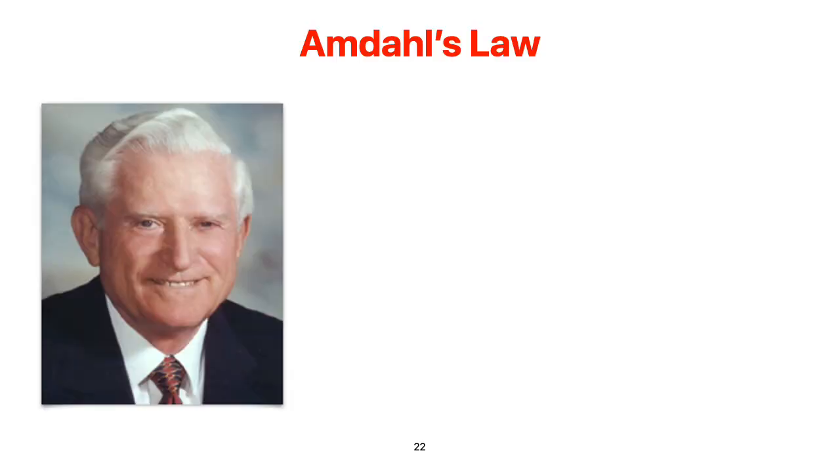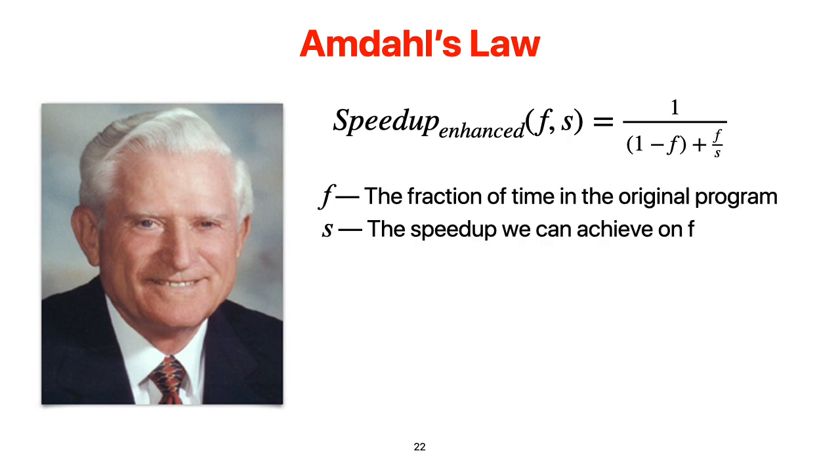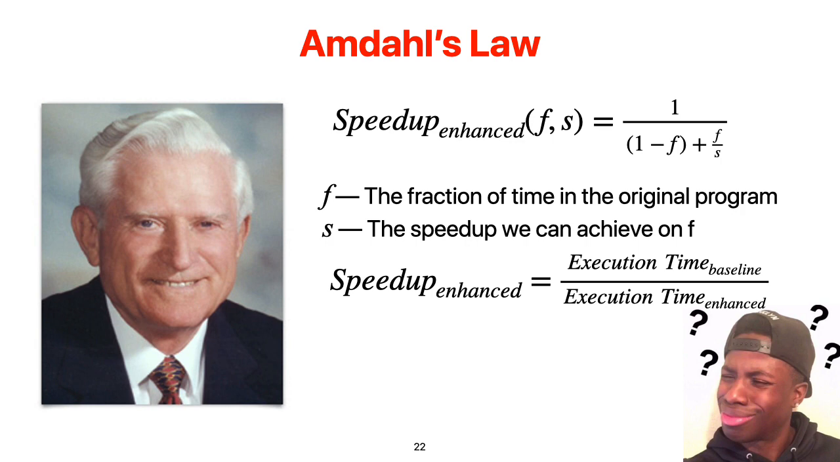And in this class, we also introduce Amdahl's law. And Amdahl's law is also an equation that tells us about the speed up. It says the speed up is a function of f and s, where f is the fraction of time in the original program of a certain optimization, and s is the speed up we can achieve of the f part of the program. So you might get confused here because I thought the speed up should be defined by the execution time ratio, and Amdahl's law seems to have a different format.